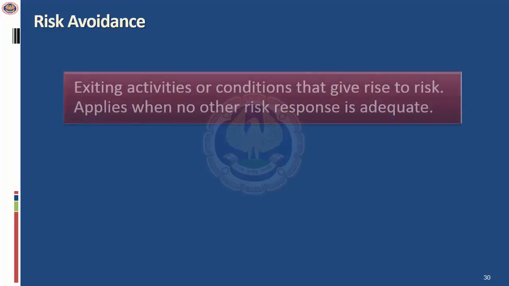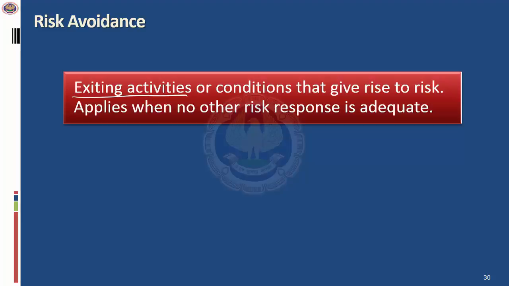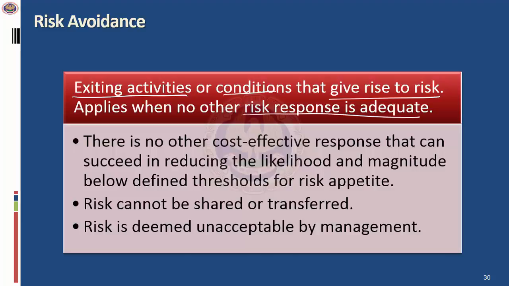Let's look in detail at what risk avoidance is. It means you decide to exit from those activities or conditions that give rise to risk, which means that a particular business lending is risky. So you decide not to lend money, and instead you invest in different projects. Or you lend in a particular sector, it is a risk, so you decide not to lend in that particular sector at all. So this is generally adopted when no other risk option is available or adequate. This may also be because you cannot share or transfer the risk, or you find the risk cannot be afforded. The management says this risk is completely unacceptable.